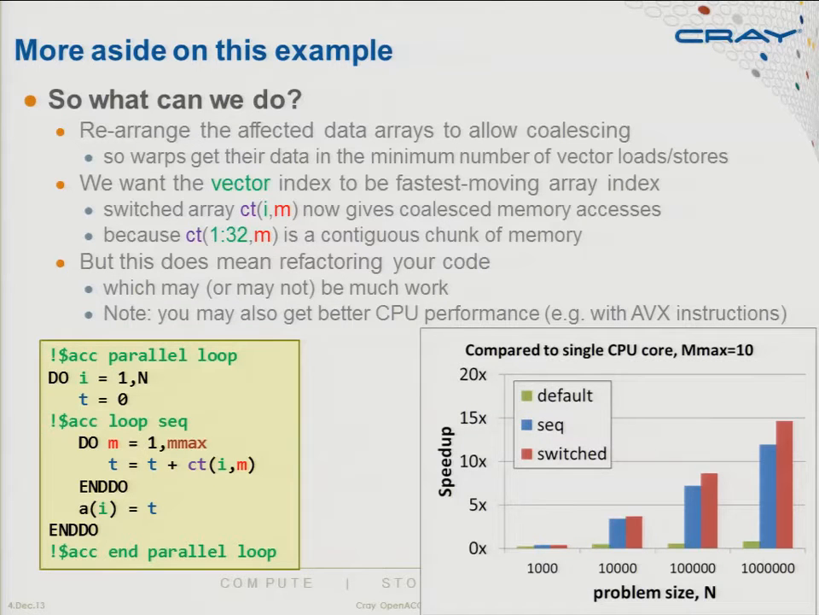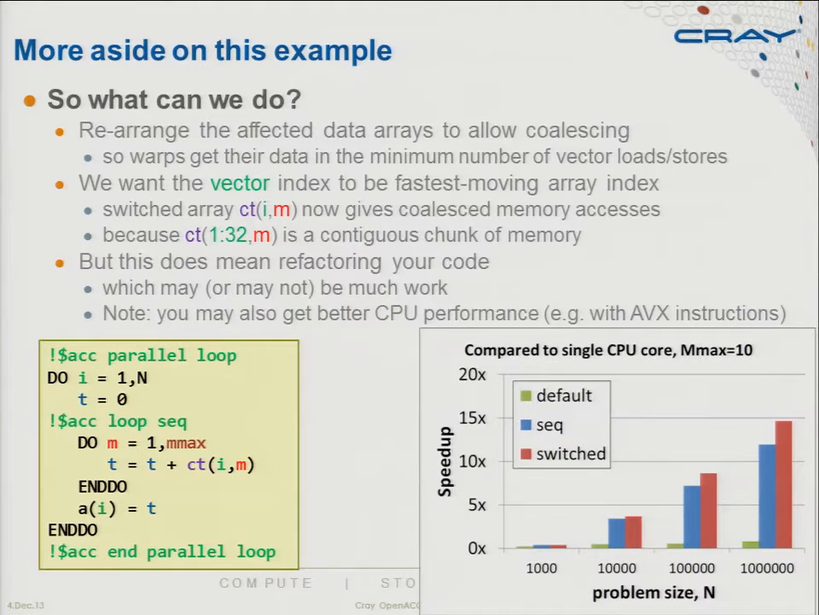The other thing you could do is perhaps reorder that array. It would mean changing your code to transpose this array and make the I index the fastest moving, because now when 32 threads in a vector, in a warp, want to load memory, they're loading a contiguous chunk of memory. It would mean rearranging my data structures. In a small code, that's not much work. In a big code, it could be a lot of work.